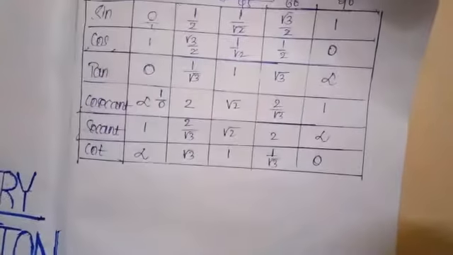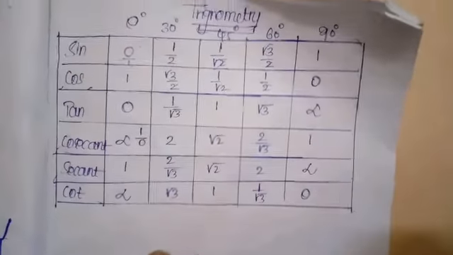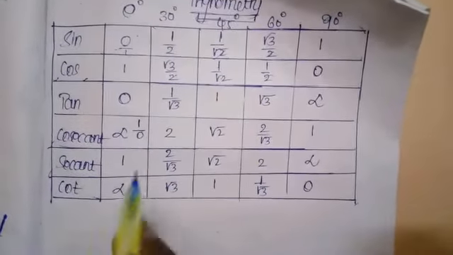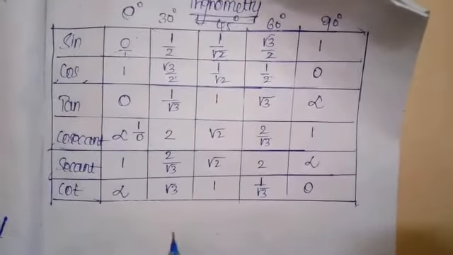So this is the table. We have to learn all these values because these are important for problems given in the examinations. First we have to learn all these 5 values. If you remember these 5 values, you will get these 5 ratios' values easily. So this is the table. Now we'll discuss problems.